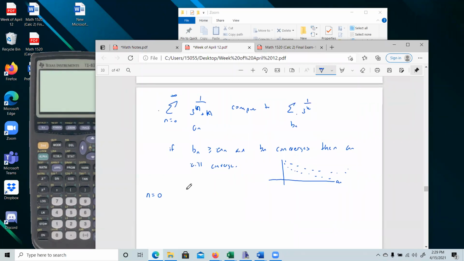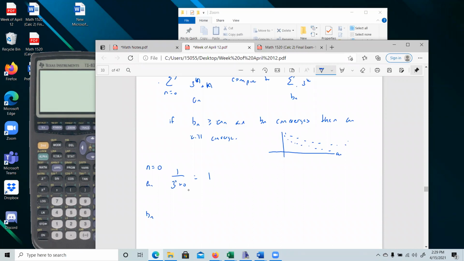When n is 0, let's take a look at what a of n is. That's going to be 1 over 3 to the 0 plus 0, that's 1. What's b of n when n equals 0? That's 1 over 3 to the 0, that's 1. What about when n equals 1? We get 1 over 3 to the 1 plus 1 versus 1 over 3. This is 1 over 4, versus 1 over 3. 1/3 is bigger than a fourth. I'd rather have 1/3 of $1.33 than 1/4 of $1.25.